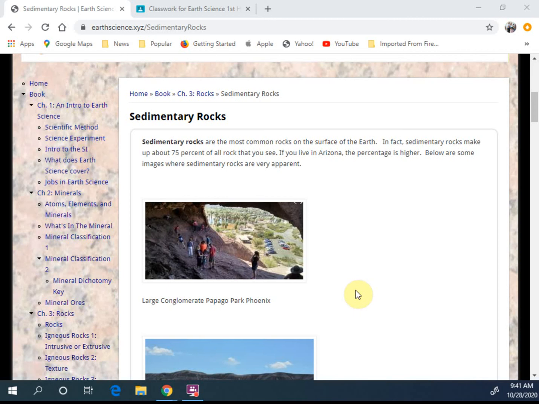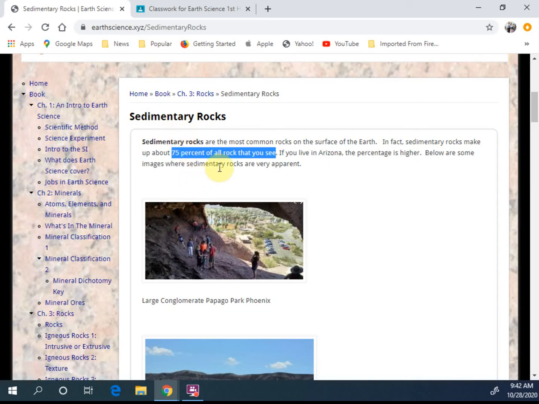We are going to finish the third and final type of rock, called sedimentary rock. This rock is my personal favorite. Why? Because it makes up 75% of the world's surface. So we covered first igneous rocks, and then we covered metamorphic rocks. Now we're covering sedimentary rock.